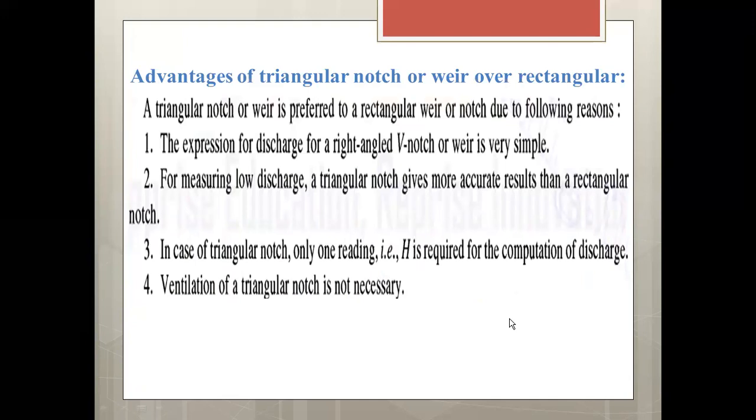The advantages of triangular notch or triangular weir over rectangular notch or weir are as follows. The expression for discharge for right angle V notch or weir is very simple. Second advantage is that for measuring low discharge, a triangular notch gives more accurate results than a rectangular notch. In case of triangular notch, only one reading, that is H, is required for the computation of discharge. And last, the ventilation of triangular notch is not necessary, which is required in the rectangular notch or weir.